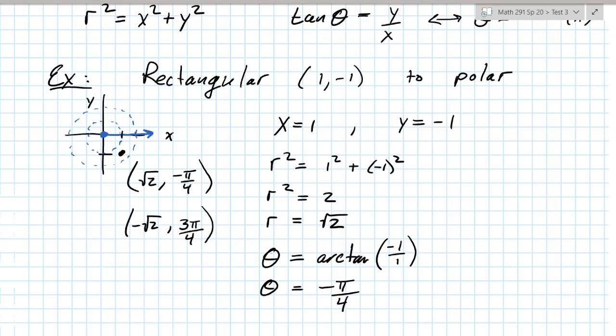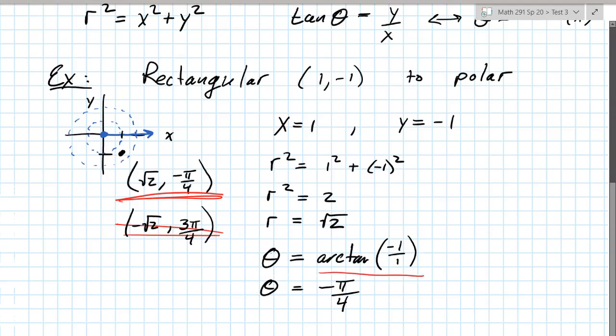The easiest angle and radius to think about is just the standard square root of 2 and negative pi over 4. Don't forget the domain and range for arctan. Arctan will only give you solutions in the first and the fourth quadrants, so be careful. Make sure that your point is the one that you want it to be.